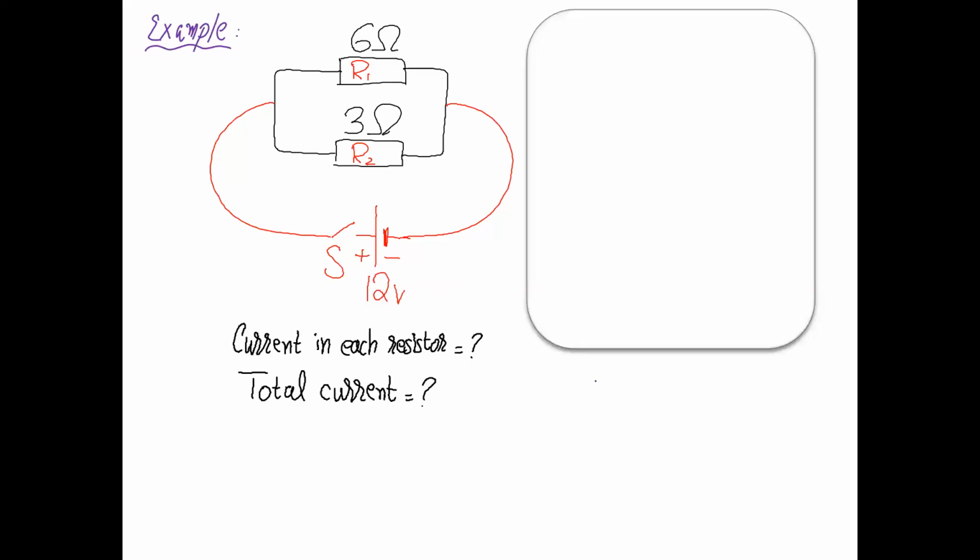Assalamu alaikum. We were discussing combination of resistors in parallel. And we are starting with an example. These are the two resistors in parallel. One has a resistance of 3 ohm, the second is 6 ohm. We have a switch. We need to find the current in each resistor, and we need to find the total current in the circuit. So you have to copy this screen.